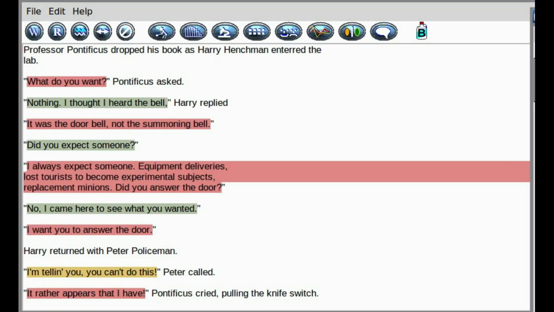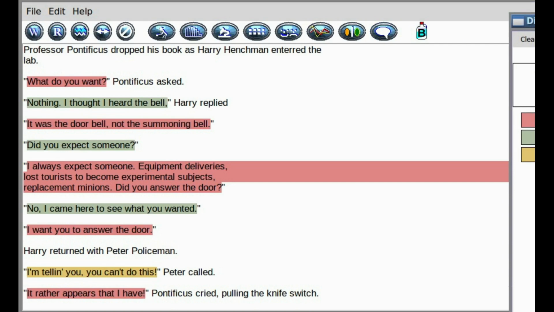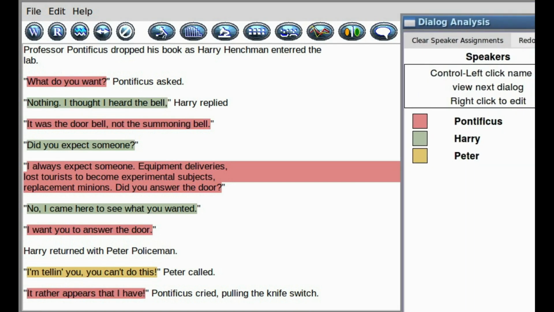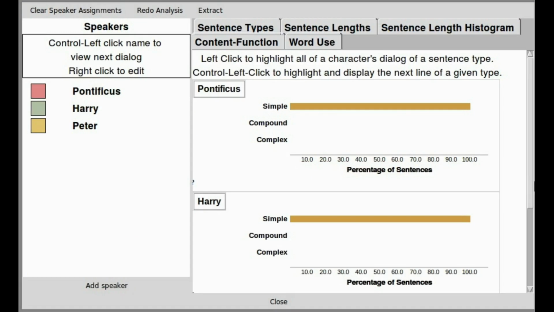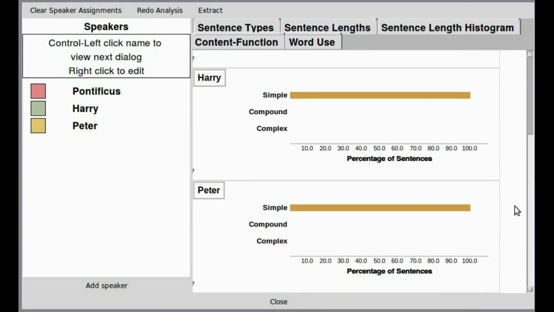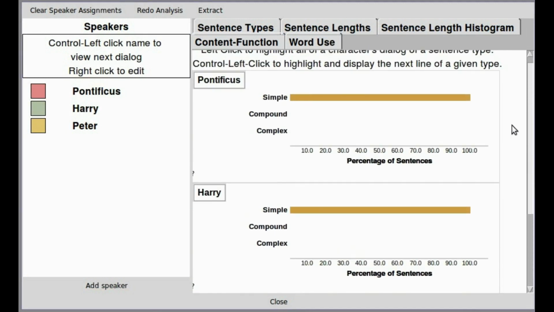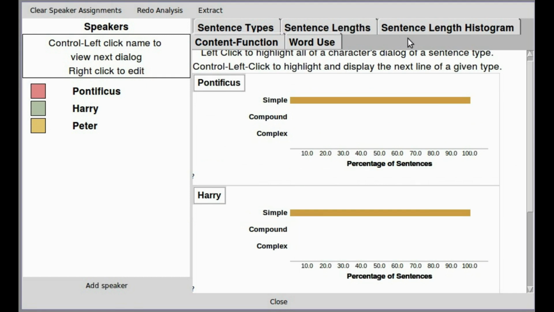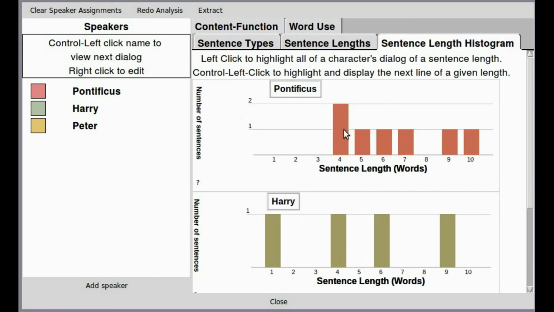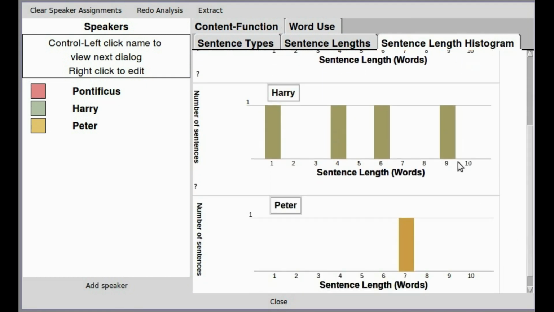Now you can see that Pontificus, Harry, and Peter the policeman are all assigned properly. Now that the assignments are correct, we can do the analysis. First thing we see is that the sentence type for each character is nothing but simple sentences for all of their dialogue. When we look at the sentence lengths, we see that Pontificus uses mostly 4-word sentences, as does Harry the Henchman. Peter the policeman only gets 1 line, but it's not significantly different from how Harry and Pontificus speak.